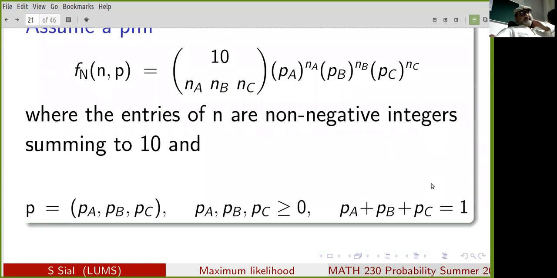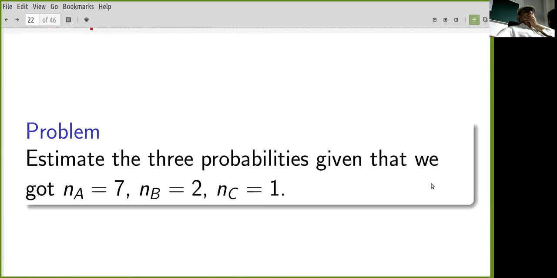The probabilities have to sum to 1, and the probabilities are all bigger than or equal to 0. Now supposing that we got N sub A equal to 7, N sub B equal to 2, and N sub C equal to 1, what are the estimates of the 3 probabilities?